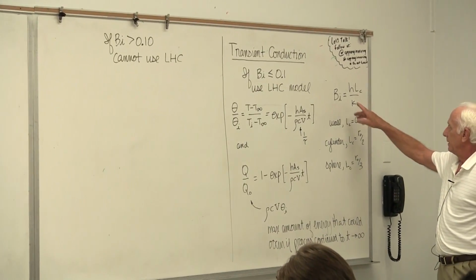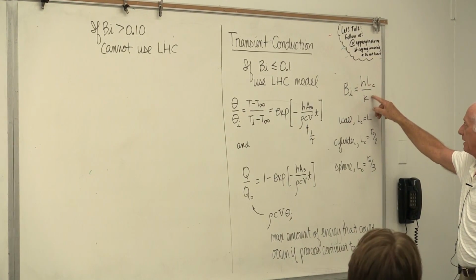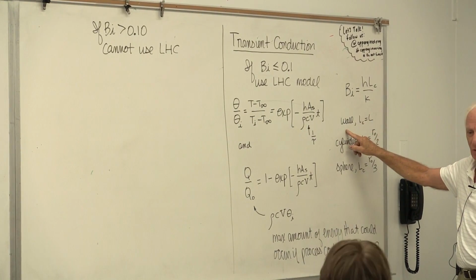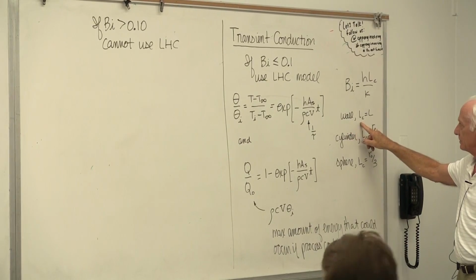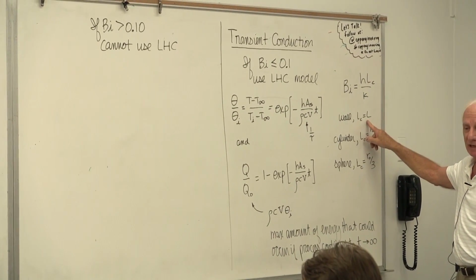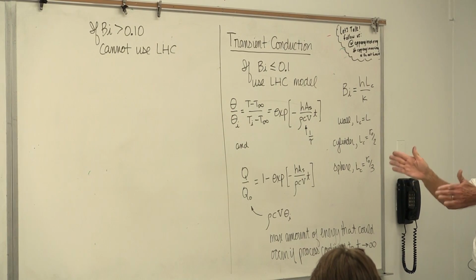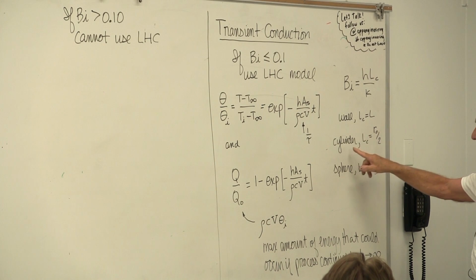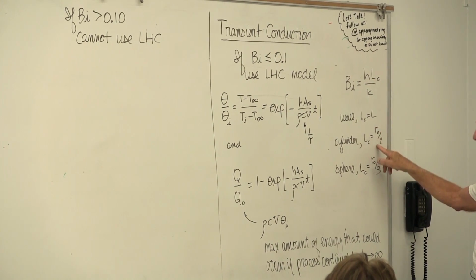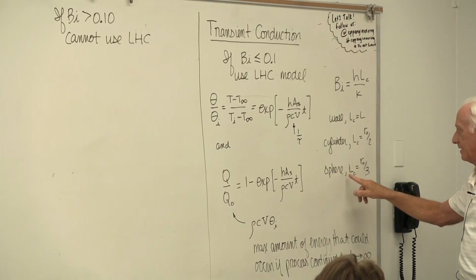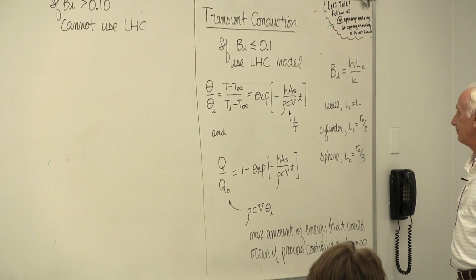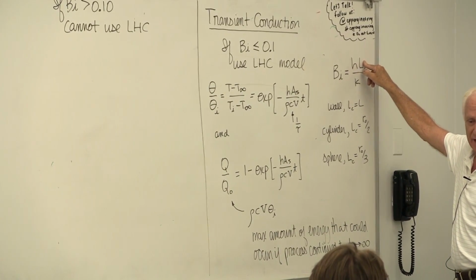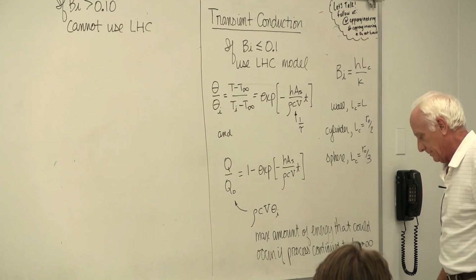The Biot number is h L_c over k. L_c is a characteristic dimension of the object. If it's a plane wall, L_c equals the half length of the wall. The wall's 2L in thickness, so L is the half wall thickness. If it's a cylinder, L_c is half the outside radius. If it's a sphere, L_c is 1/3 the radius. In general, L_c is the volume divided by the surface area for anything.